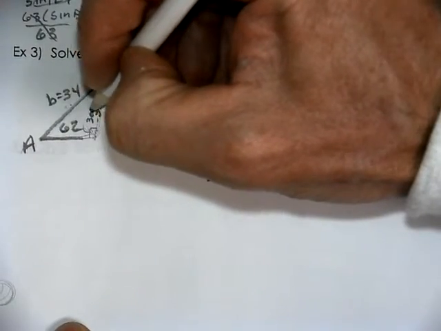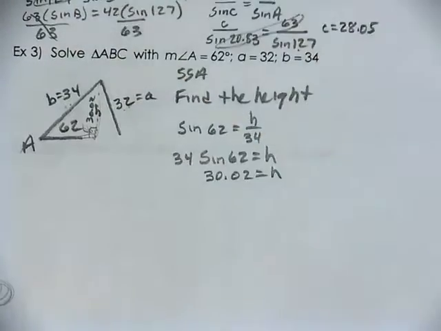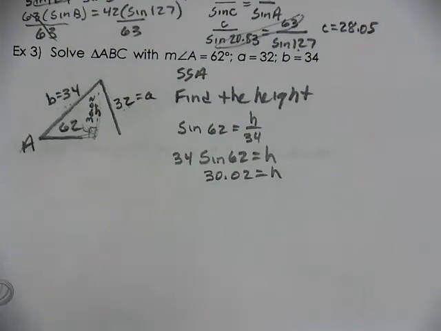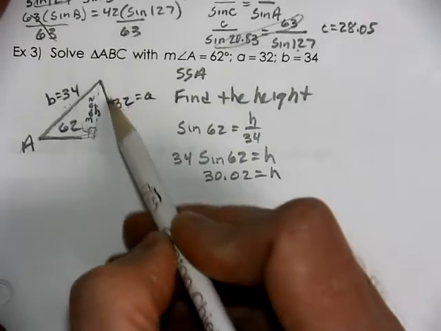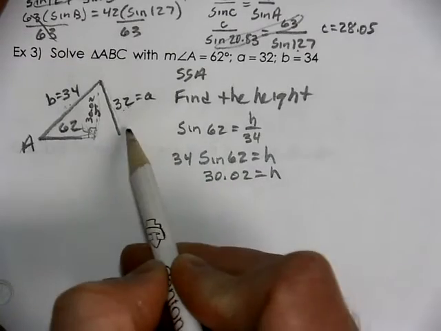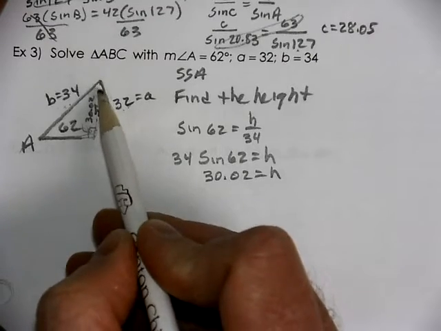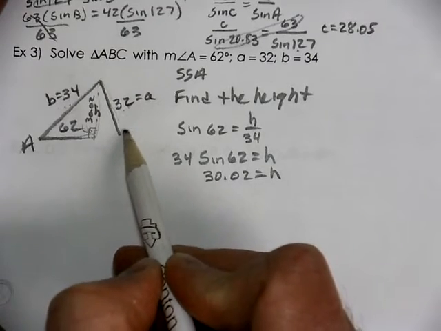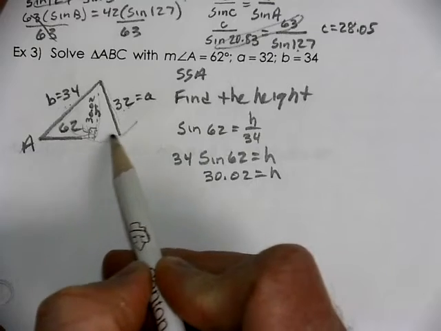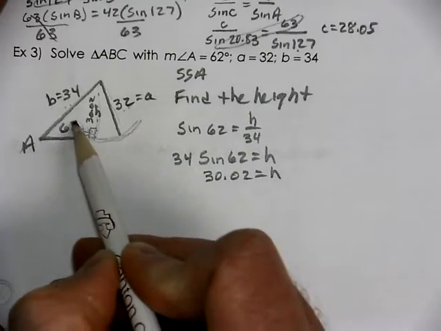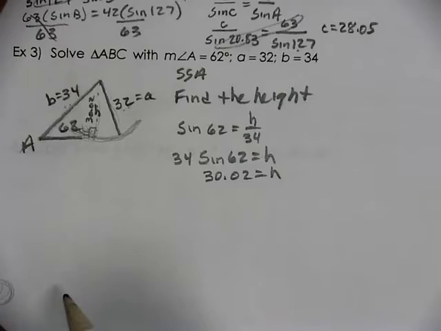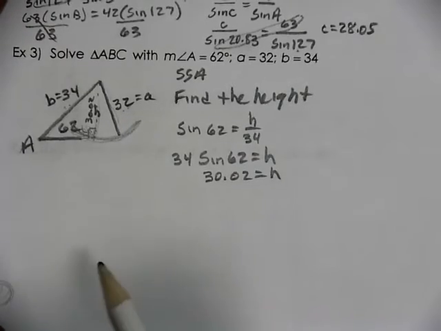So imagine this. If this height is 30.02, what's going to happen with this 32? With this 32 being longer than the height, it cannot stand straight up and down. It's too long. So it has to swing out. If it can swing out, it could actually also swing back in. So there are two locations that this 32 could be at.